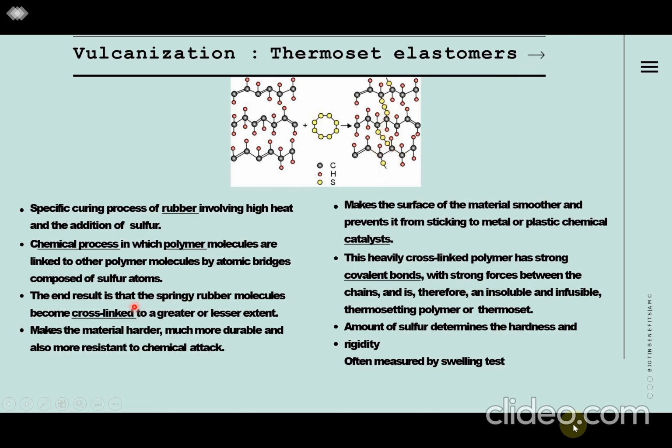The end result is that springy rubber molecules become cross-linked, making the material harder, much more durable and more resistant to chemical attack. Due to the strong bonds between them, it also makes the surface of the material smoother, and prevents it from sticking to metal or plastic. Heavily cross-linked polymer has strong bonds, with strong forces between chains. Therefore it is an insoluble and infusible thermosetting polymer. The amount of sulfur will determine the hardness and rigidity of the final product.